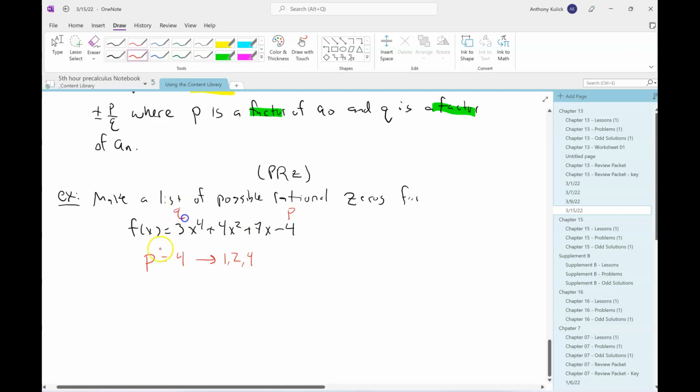My Q is the leading coefficient. The factors of 3 are 1 and 3. So my possible rational zeros are going to be plus or minus the factors of P over the factors of Q. So I'm going to take every factor of P and write it over every factor of Q.